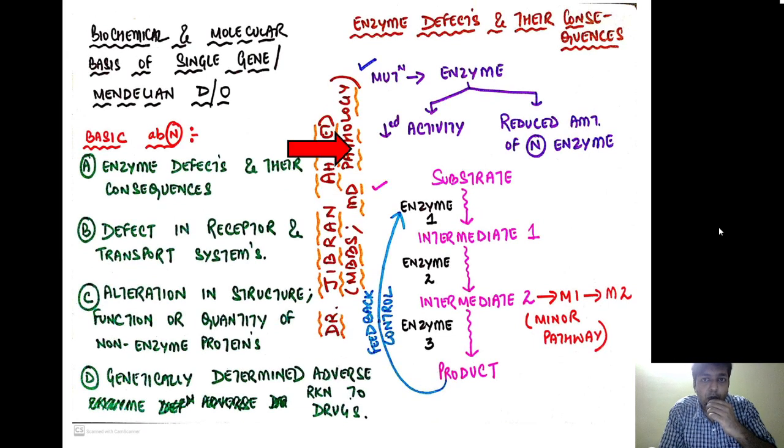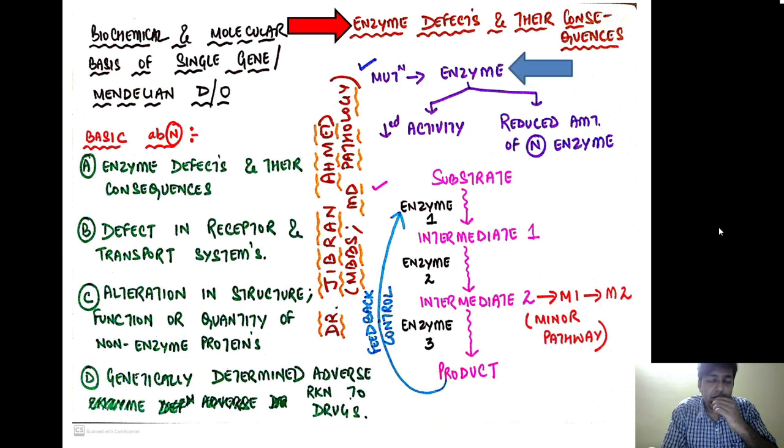Whenever there is a mutation involving any kind of enzyme, two things can happen. Either the enzyme activity will reduce, or there will be a reduced amount of normal enzyme. So either you have a defective enzyme which has very little activity, or you have a normal enzyme but it is reduced in amount. These are the two scenarios which can happen whenever there is a mutation at the level of the enzyme.